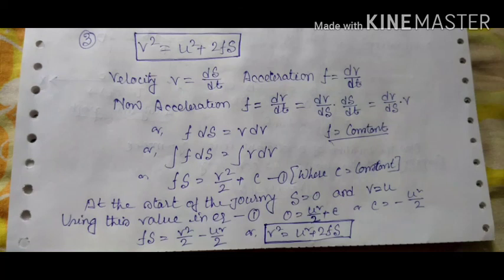constant. At the start of the journey, s is equal to 0 and v is equal to u, that is initial velocity. Using this value in equation 1, we can find the value of constant c is equal to minus u square by 2. So using the value of constant c is equal to minus u square by 2, we can find fs is equal to v square by 2 minus u square by 2. That is, v square is equal to u square plus 2fs.